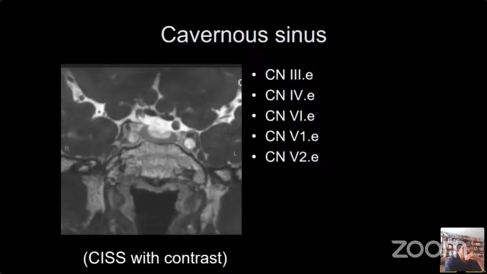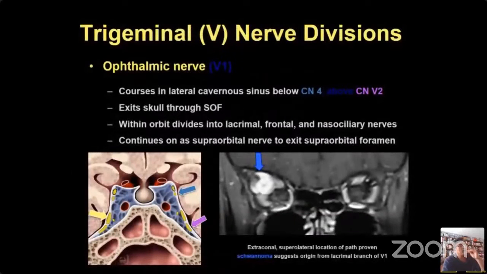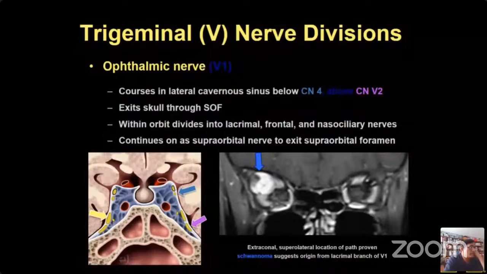And then CISS with contrast again is a very good sequence to look at the cranial nerve because they kind of stand out. Let's look at the different divisions of the cranial nerve 5. We are still within the cranial nerve 5, which is V1 division or ophthalmic nerve. Now that courses into the lateral part of the cavernous sinus. Here we see very well, it is just below cranial nerve 4, just above V2.